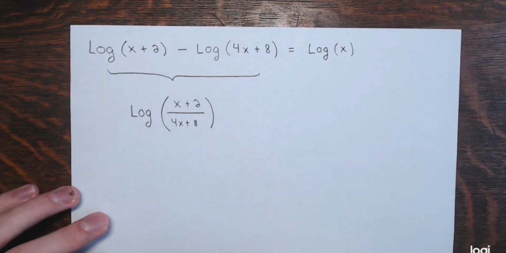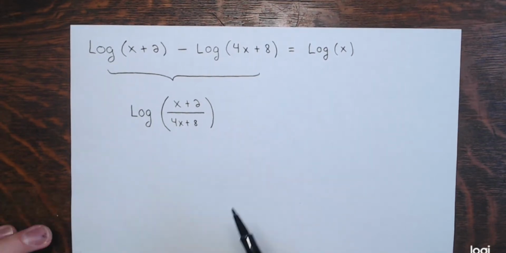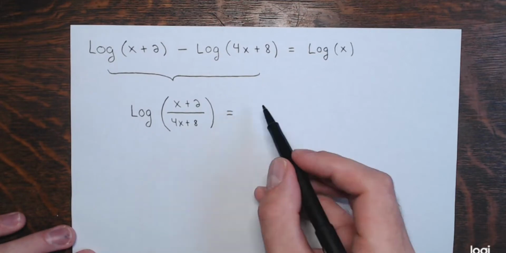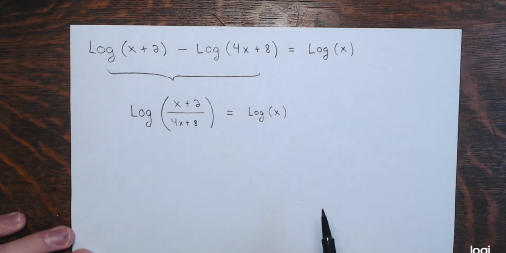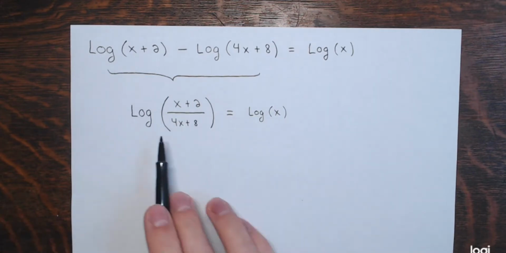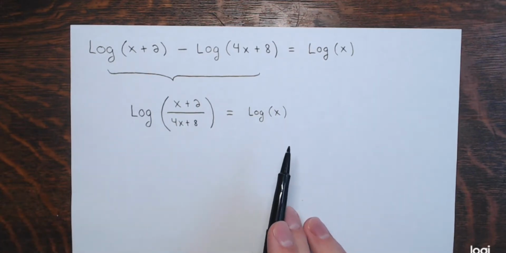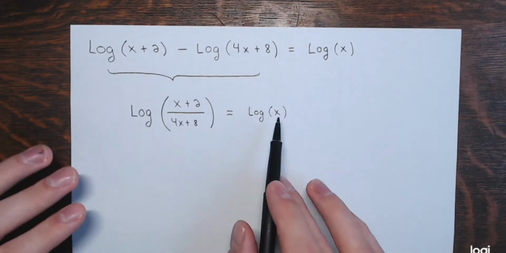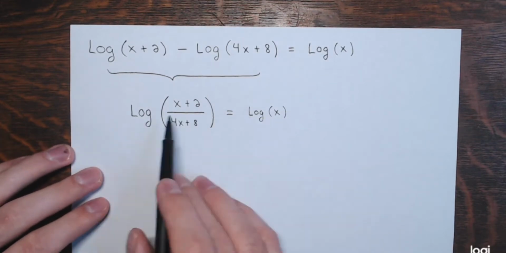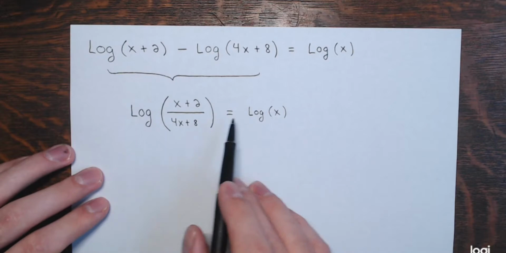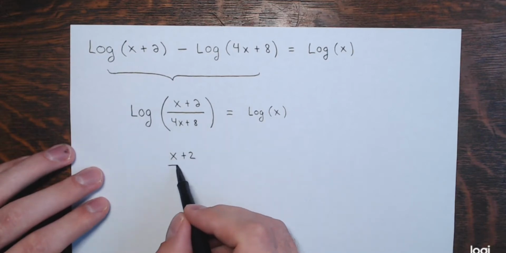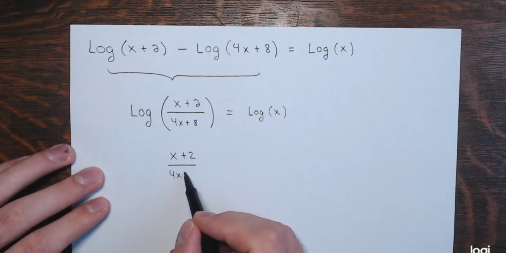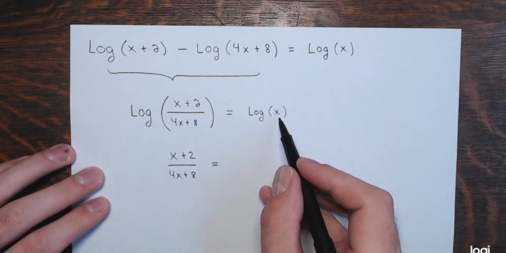Well, you can leave it this way if you wish. Alright, let me show you. We have log of x on the other side. You can leave it this way if you want. Okay, and use the one-to-one property. I have two logs with the same base equal to each other, so I can set their arguments equal. So x plus 2 divided by 4x plus 8 must be equal to x.